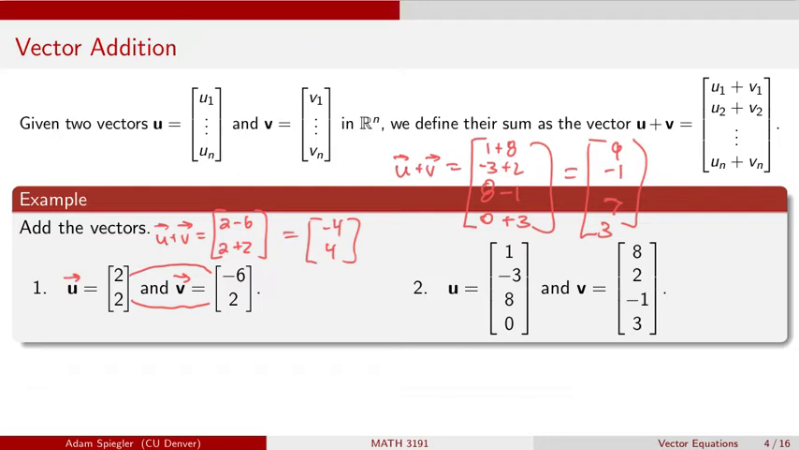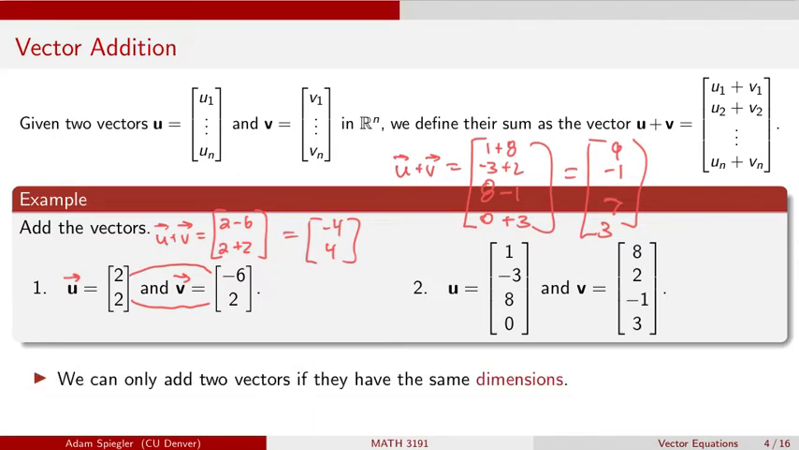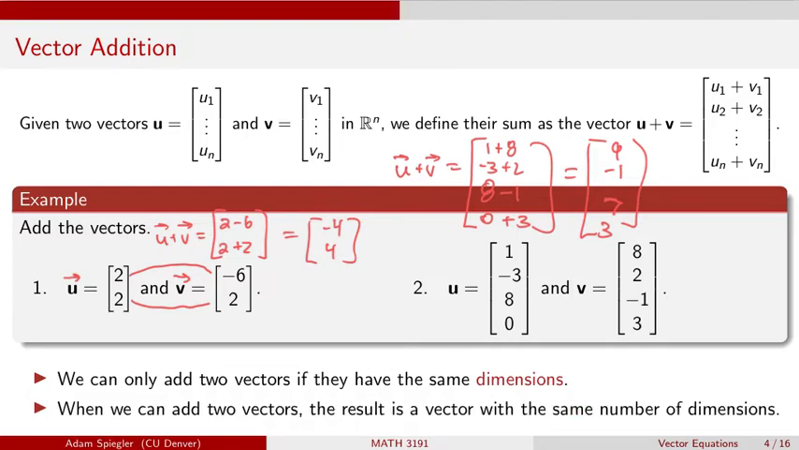Okay, so hopefully the mechanics of doing this is just doing several addition problems. But a couple of observations are really important to point out. We can only add two vectors if they have the same dimensions. For example, I couldn't add this vector u in R2 with this vector v because this has 2 dimensions and this has 4 dimensions. If they do not have the same dimension, then their sum is not defined. And secondly, when we add two vectors, the result is another vector, and that vector is going to have the same dimensions as the two vectors that we added together.